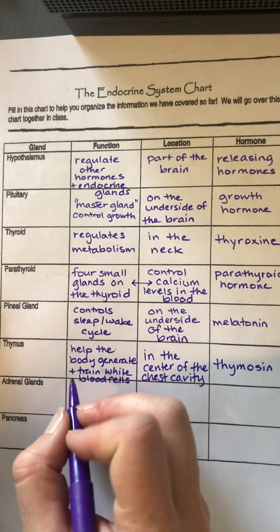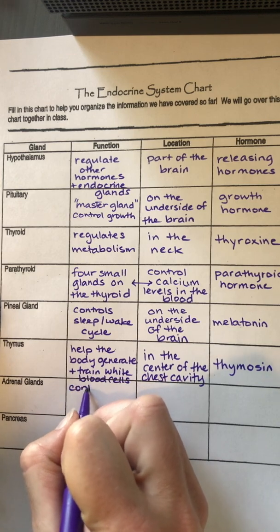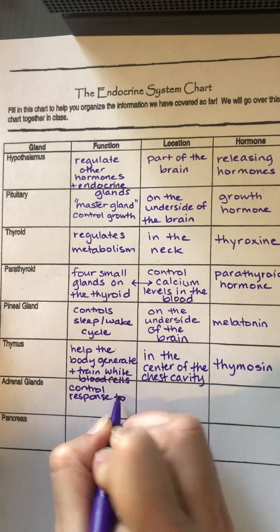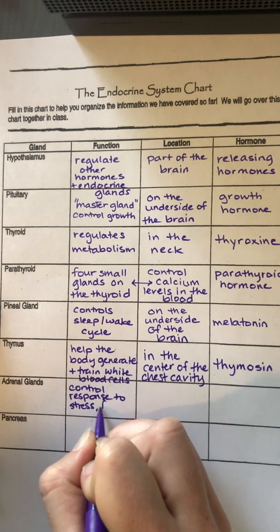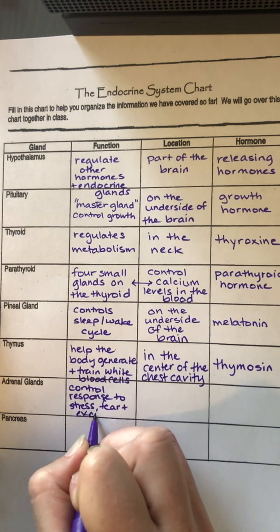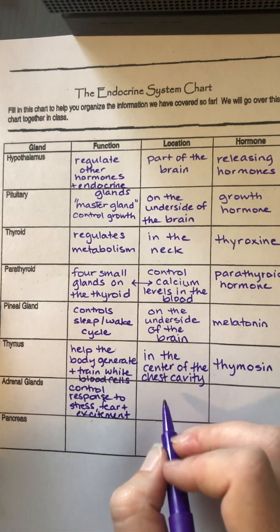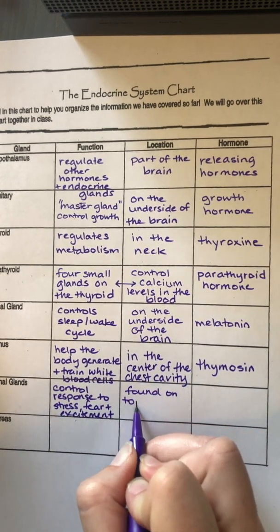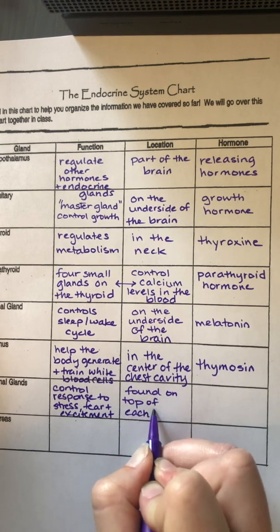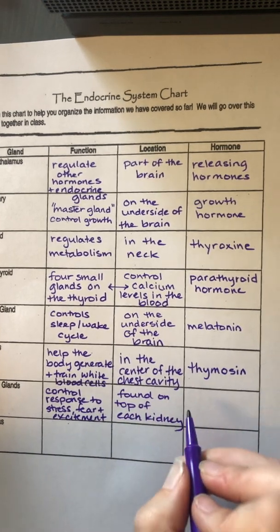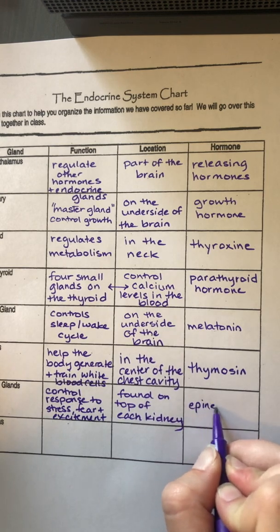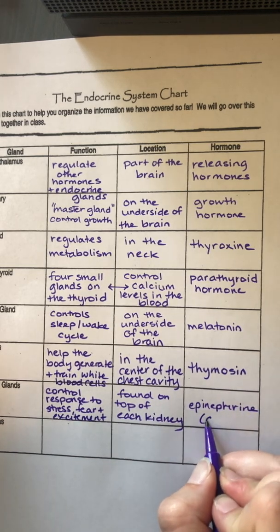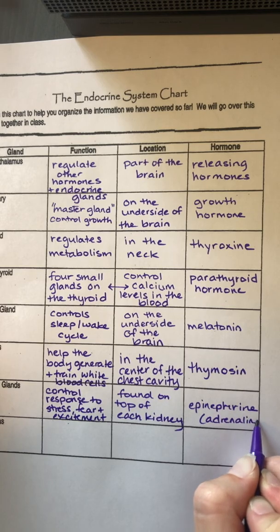Adrenal glands. These are going to control response to stress, fear, and excitement. They're found on top of each kidney. And the main hormone that they make we call epinephrine. You may hear this commonly referred to as adrenaline.